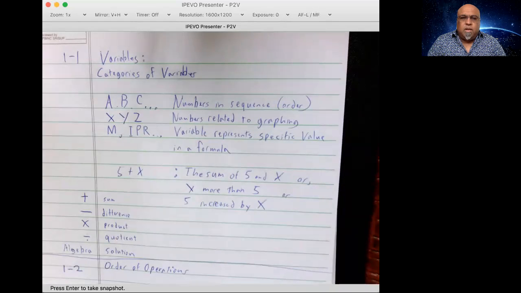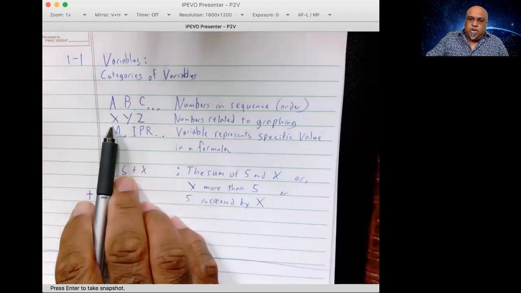Now, I want to make something clear. It doesn't mean that every time you see A, B, or C in a math problem that it is always going to be numbers in sequence. Sometimes a variable is just a placeholder for a number, okay? But I'm just saying usually, okay? I want you to be clear that usually when we see A, B, or C, then that means numbers in order or numbers in sequence.